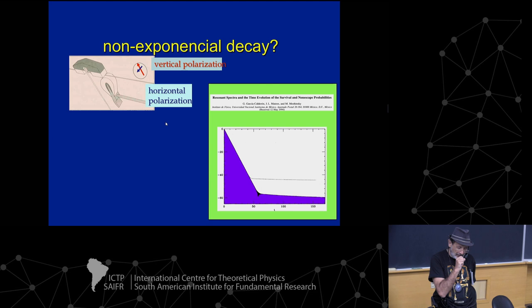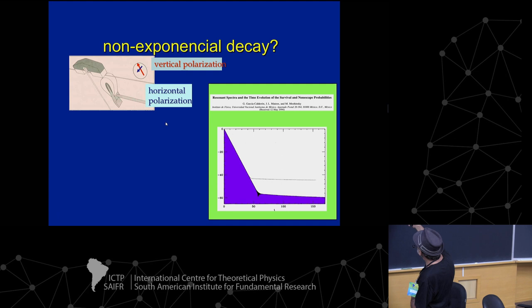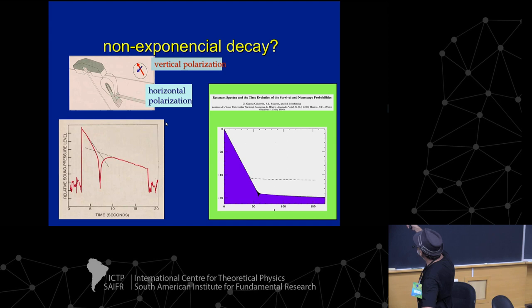That's the vertical polarization and the horizontal polarization in a piano string. In a piano string, you hit the string with a hammer, and the system starts to oscillate. And what you are going to observe with the sound is like this. This is an experimental curve for an actual piano. You see that after the hammer, the sound starts decreasing with an exponential. And there is this long time that is another exponential.